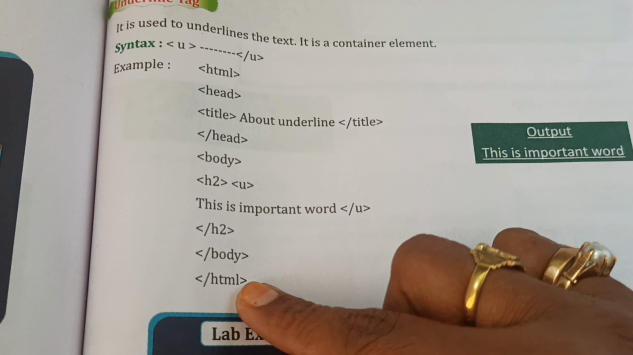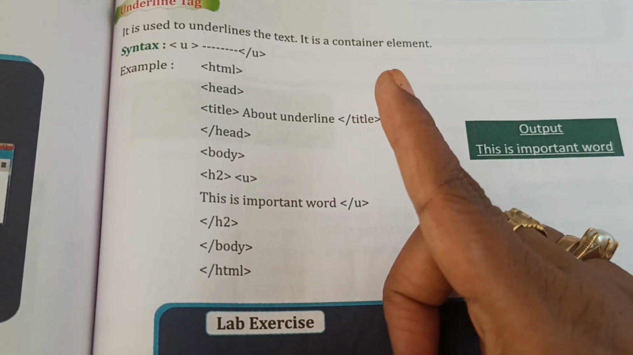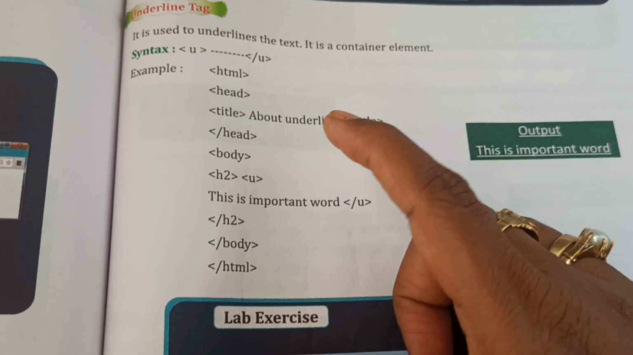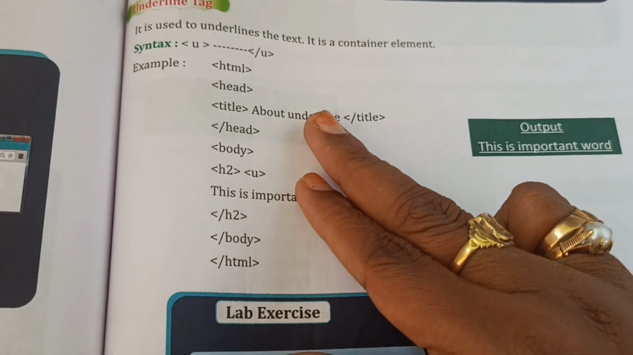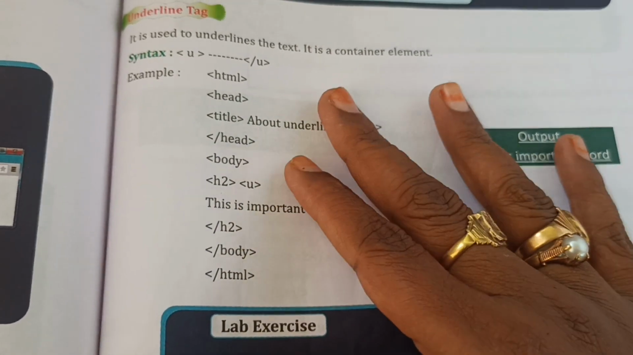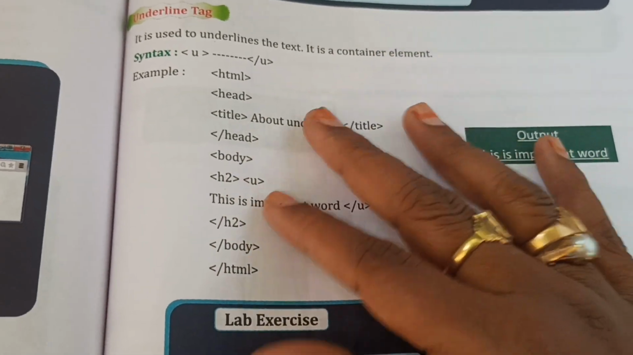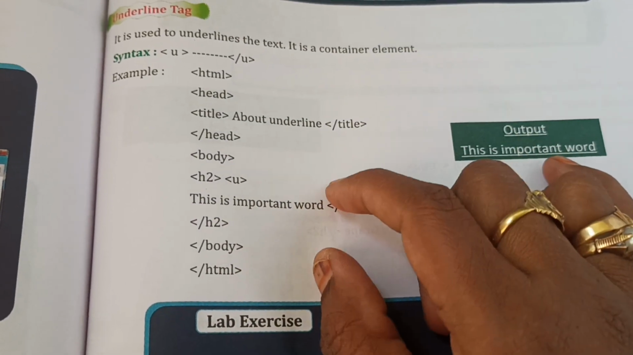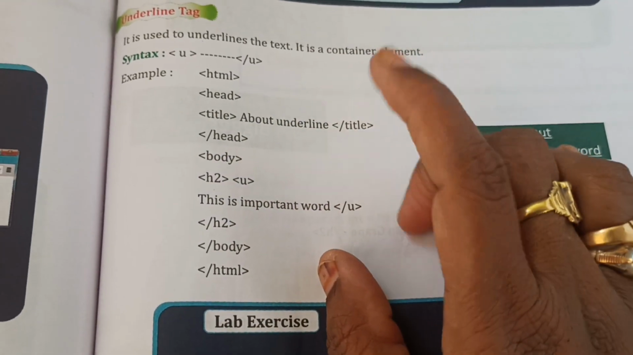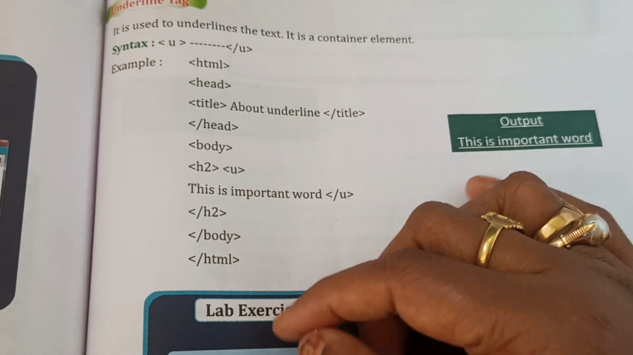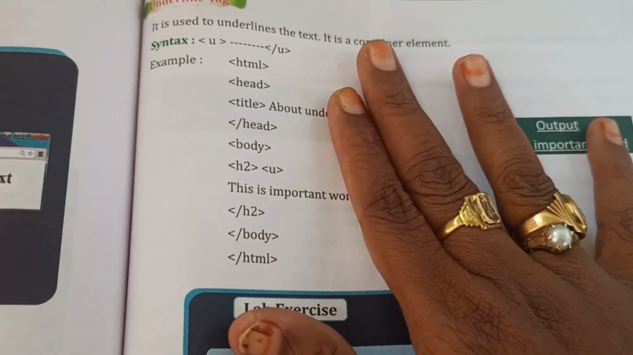Next, HTML closed. In this underline topic, I am explaining 2 programs every time. Sometimes some topics do not have 2 programs. So however many programs there are, I explain all of them completely along with the textbook.